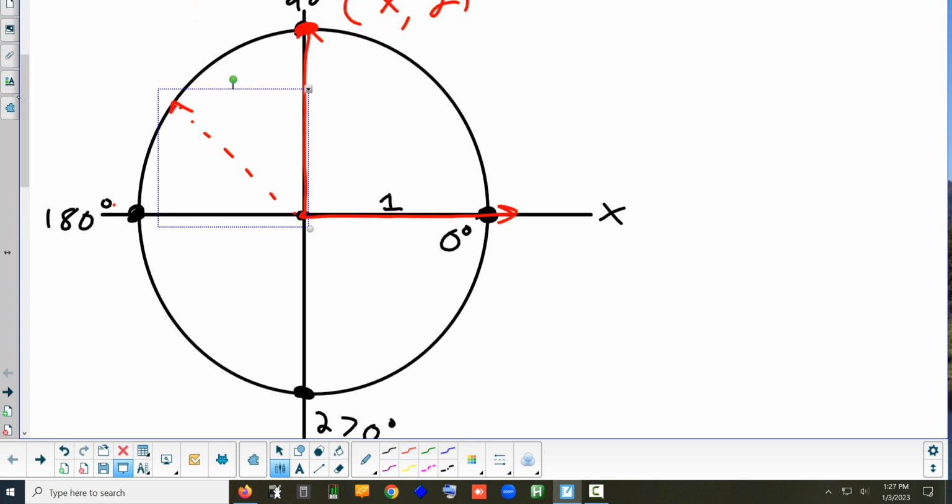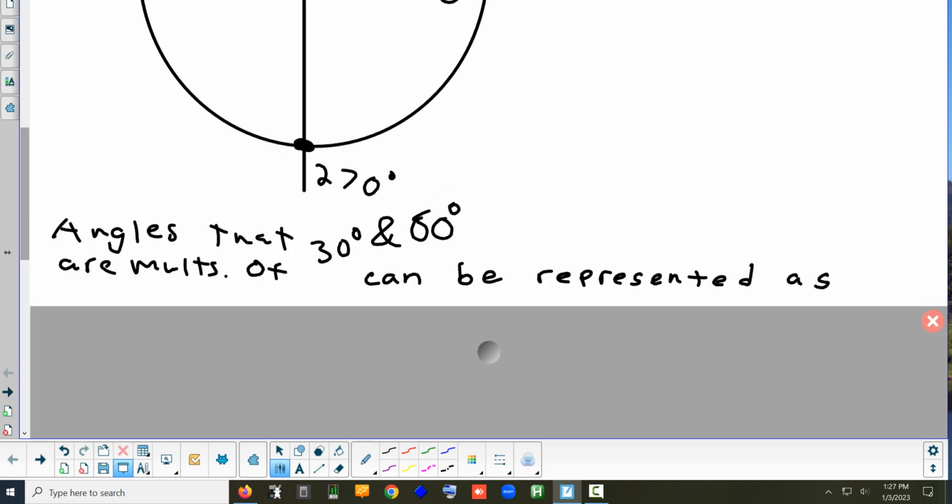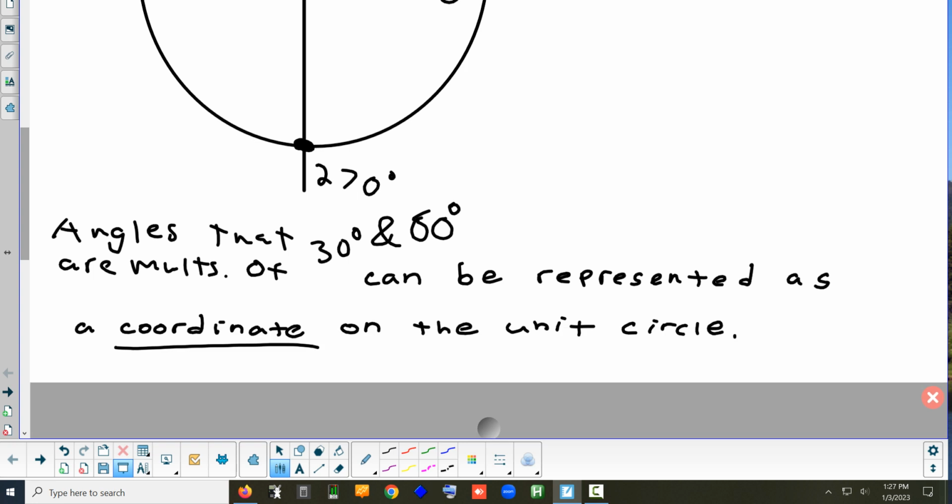Now, Grady said 90. That was a good one. That's one that we could do. If he said something like 14 and a half, well, I could estimate what a 14 and a half degree angle would look like, and I could draw it in. But I would not have an easy way to find that coordinate. We're going to focus on angles that are multiples of 30 and 60 to find the coordinate on the unit circle. And 90 is a multiple of 30. So that is one we can do.